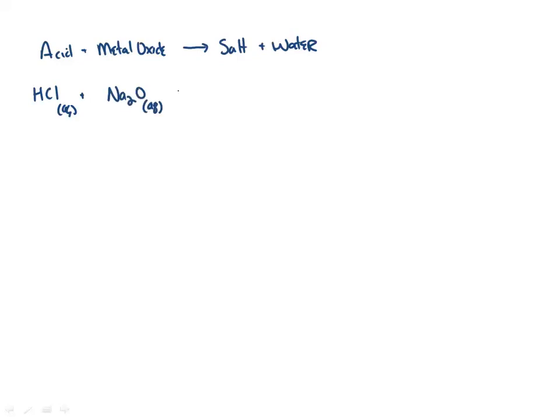Okay, what if I take an acid plus what we call a metal oxide? It goes to salt plus water. An example of that would be if I take, say, HCl plus Na2O, and I would get 2 NaCl, so I need 2 of these, plus H2O. That's a liquid.